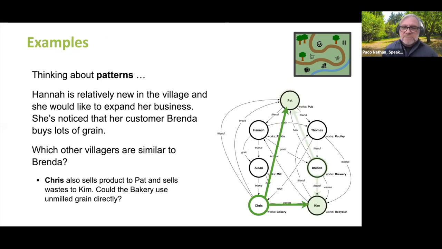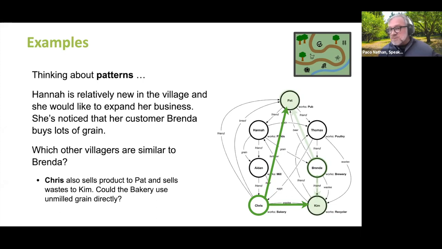So thinking about patterns, here's an example. Let's say that Hannah is relatively new to the village. She'd like to expand her business. She's noticed that Brenda is a good customer, buys a lot of grain. Who are the other villagers who are similar to Brenda? By leveraging graph technologies, we can go out and see that Chris also similarly sells product to Pat, sells waste to Kim. And so that brings up the question, could the bakery be using unmilled grain directly?